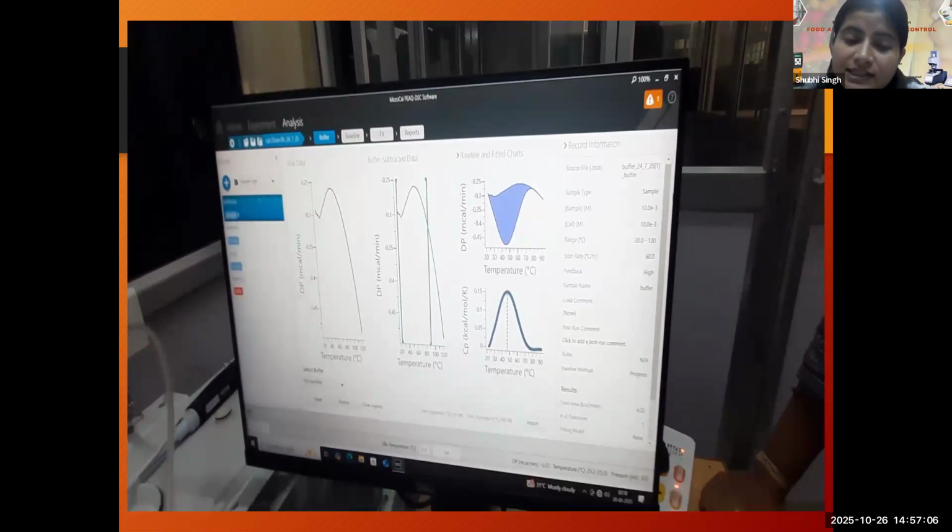Okay, likewise, ma'am told that if you are preparing any drug and you want to see whether it is stable after being swallowed, whether it is stable inside your intestine, then with the help of DSC we can see that also. And it has many applications.